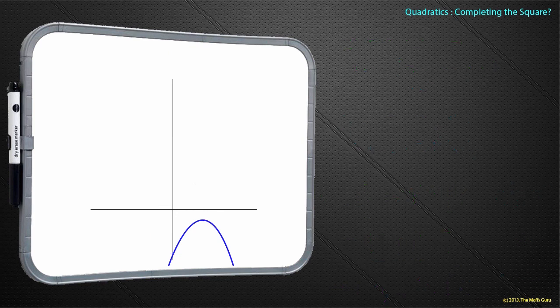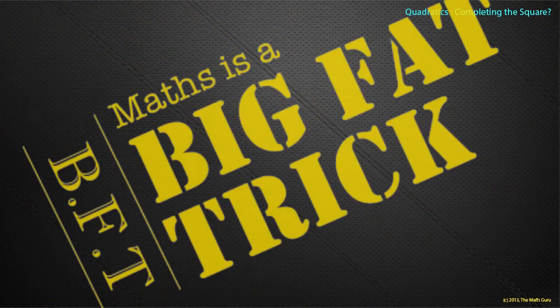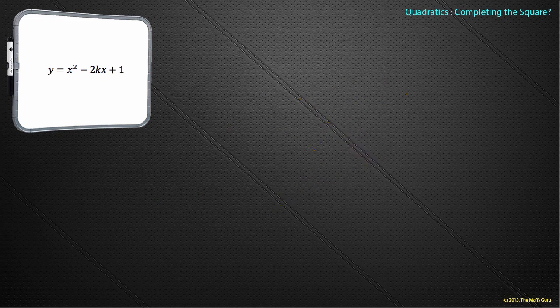Yep, we're almost finished, but there is unfortunately one question that we need to look at, because maths being a big fat trick means that they start throwing in algebra. We're not bothered about algebra anymore, are we? Hopefully not. This is just an example to show you how to do it, but it works in exactly the same way. I have y equals x squared minus 2kx plus 1.